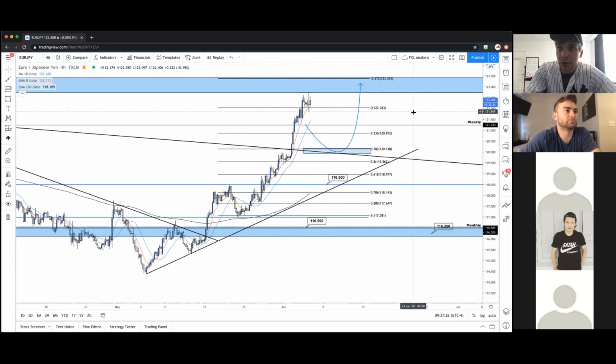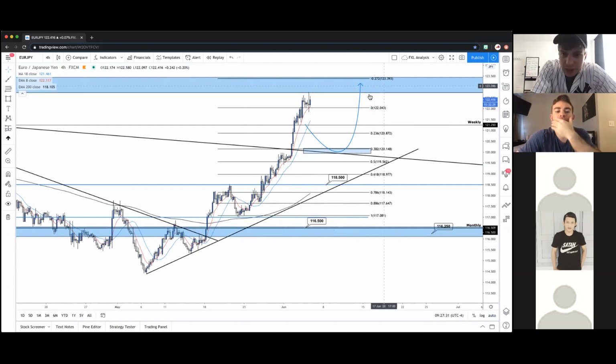What's my view on oil? Yeah, maybe I'll get to that if we have time. We'll see. But right now, we just shot up to this huge level, pretty much the -27 fib level.